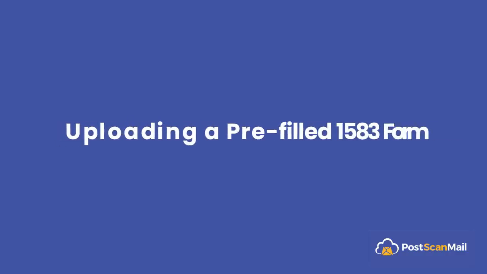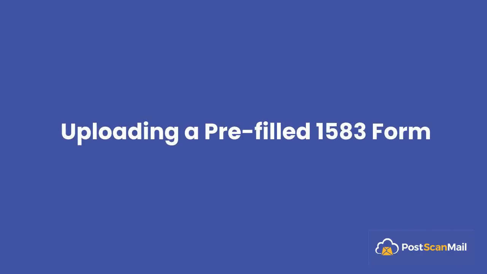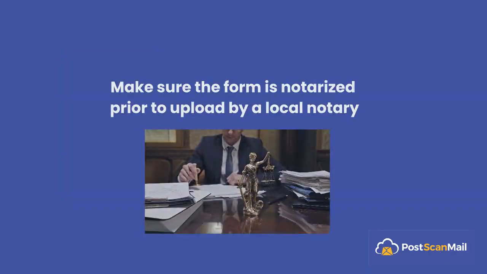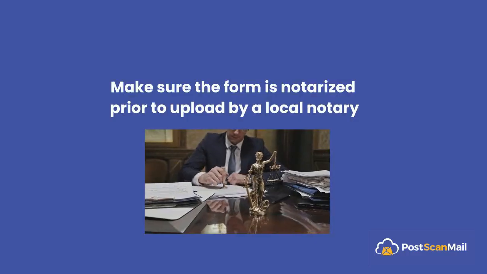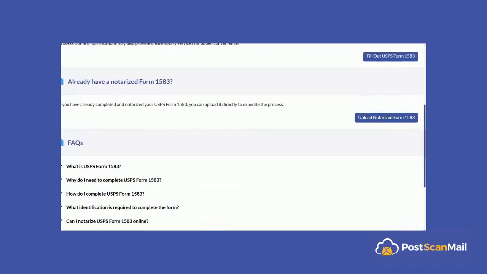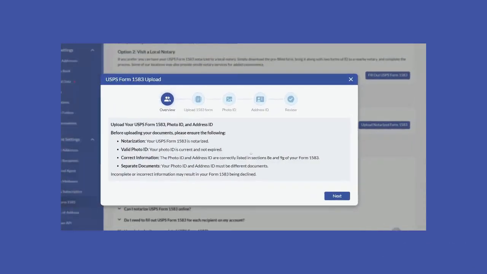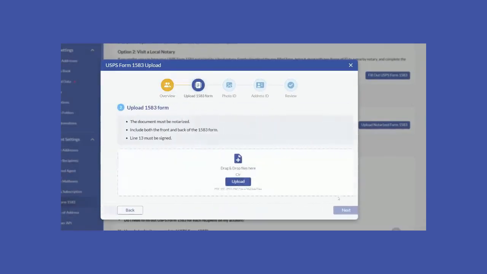Uploading a pre-filled 1583 form. An alternate option you can choose if you do not wish to use the online notary service is to upload a pre-filled 1583 form using our portal. If you choose this option, you must make sure the form is notarized prior to upload by a local notary. For this option, simply click on Upload Notarized 1583 Form and complete the requested fields. You will be asked to upload a photocopy of both your photo and address IDs.